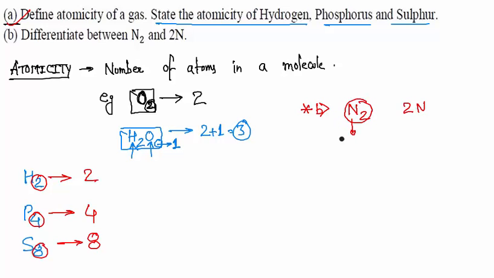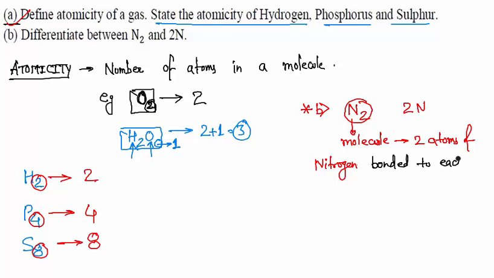So first, look at this N2. N2 is a molecule, and it is a molecule which contains 2 atoms of nitrogen, bonded to each other, that is very important. So here this particular molecule has 2 atoms of nitrogen, but they are bonded to each other, they are not free.